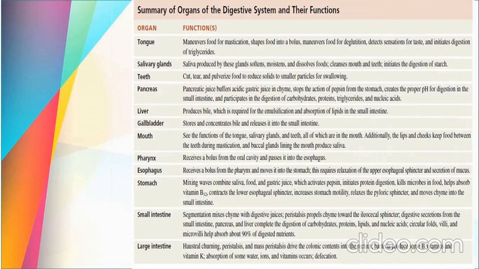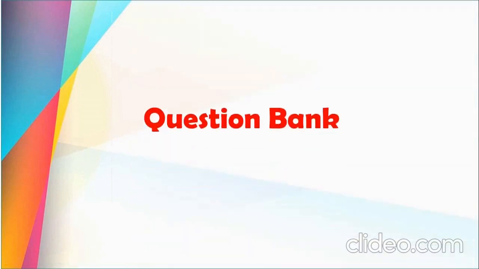Now in the large intestine, churning, peristalsis and mass peristalsis drive the colonic content into the rectum. Bacteria produce some B vitamins and vitamin K, and absorption of some water, ions and vitamins occurs. Then defecation. Here is the total of the digestive system. Next one is the questions.